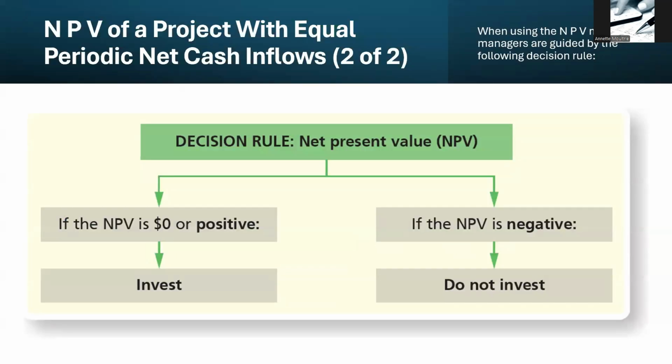So here we are at the decision room, net present value. If the NPV is 0 or positive, the company should invest. If the NPV is negative, do not invest.